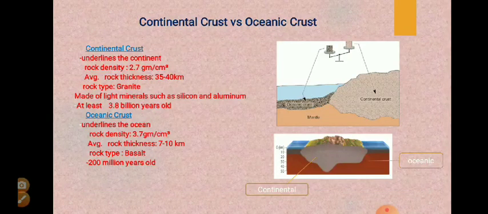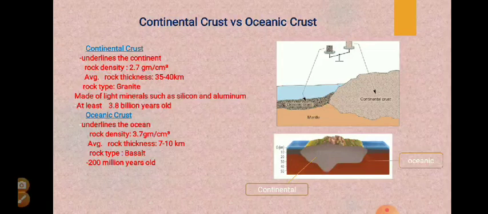Continental crust underlies the continents, and here the rock density is 2.7 gram per cc. Average rock thickness is 35 to 40 km. Rock types are generally granites, made up of silica, aluminum and other light minerals, and it is at least 3.8 billion years old.